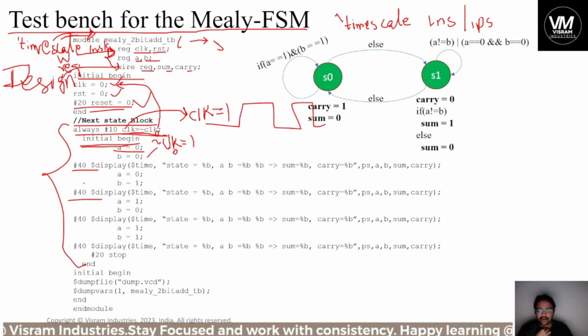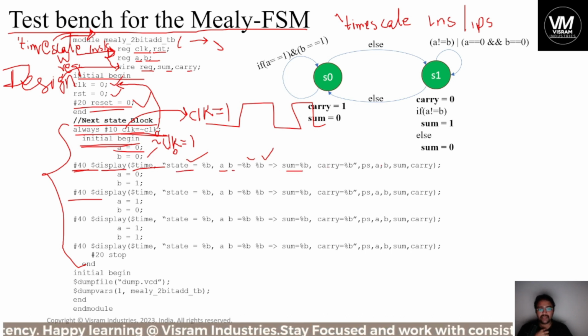Okay. After 40 nanoseconds, hash 40 is nothing but after every 40 nanoseconds, dollar display and dollar time, state is equal to percentage binary, percentage binary, percentage binary, because we are representing the values A and B, state and sum from the present state, A, B, sum and carry.